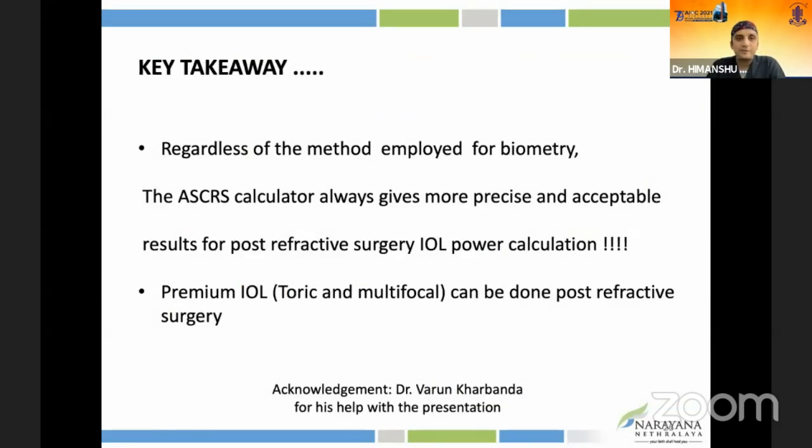So what do we get from this? Regardless of the method you employ, if you have a good biometer, and if we are using the ASCRS calculator, we surely can hit the target most of the time. Especially whenever such cases require a premium IOL like a toric IOL or multifocal IOLs, that's where your spherical outcome would be very, very important.